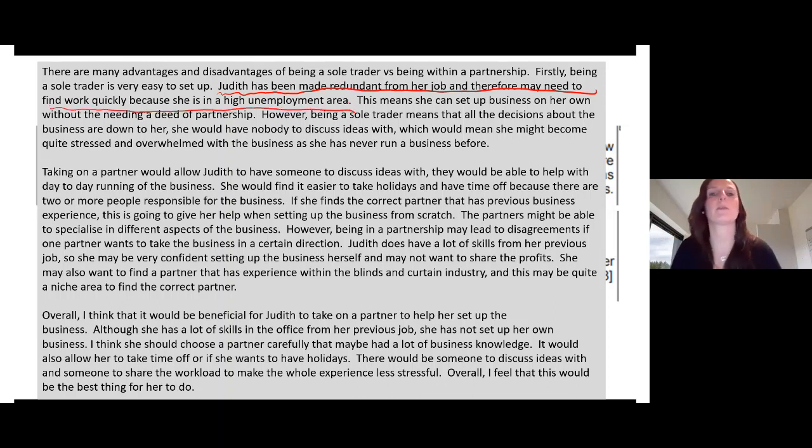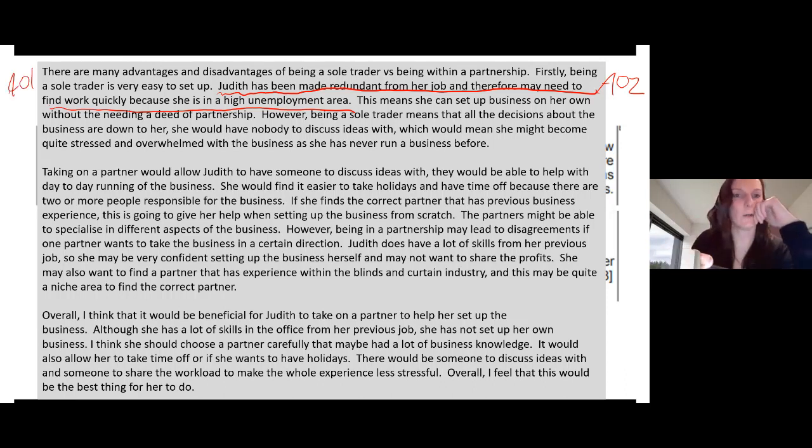Right, I've taken that from the scenario. So I'm relating my answer to the scenario. This is your AO2. Okay, so this bit here is your AO1. Sole trader is very easy to set up. AO2, I'm bringing in the actual question itself, the actual scenario. This means she can set up a business on her own without needing a deed of partnership. Again, AO1.